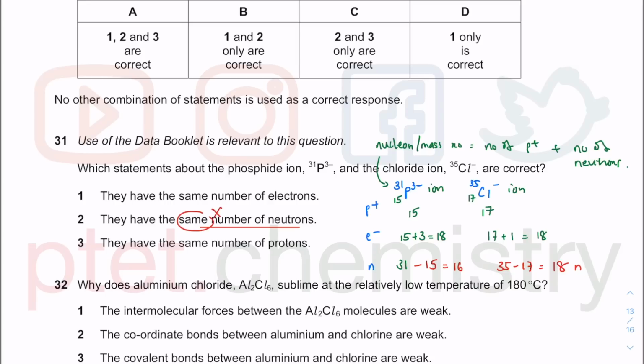Same is definitely wrong. Number 2 is wrong. Only number 1 must be correct based on this combination of statements. Same number of electrons, correct. Same number of protons cannot be correct, okay? They are different elements. So very clearly, different elements, different identity in the nucleus for the number of protons, and therefore different elements, different protons.